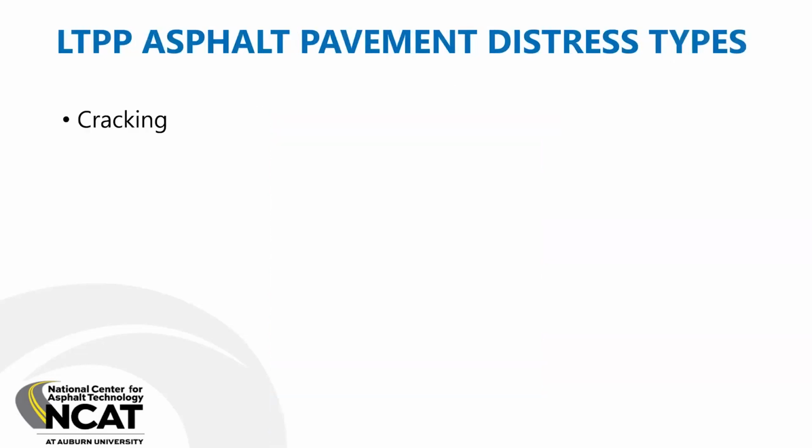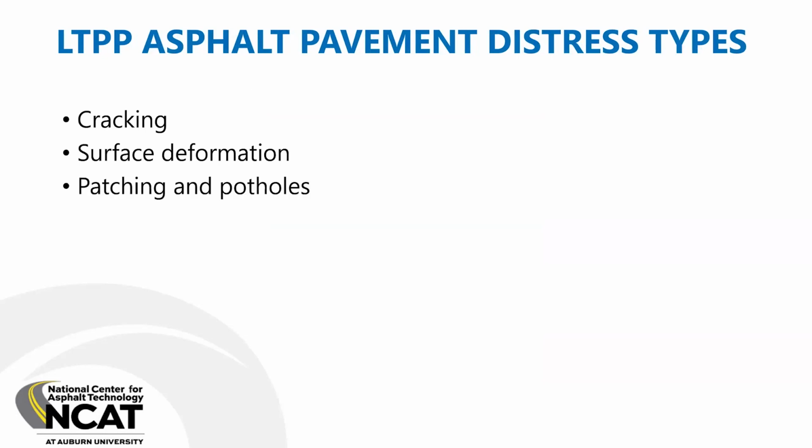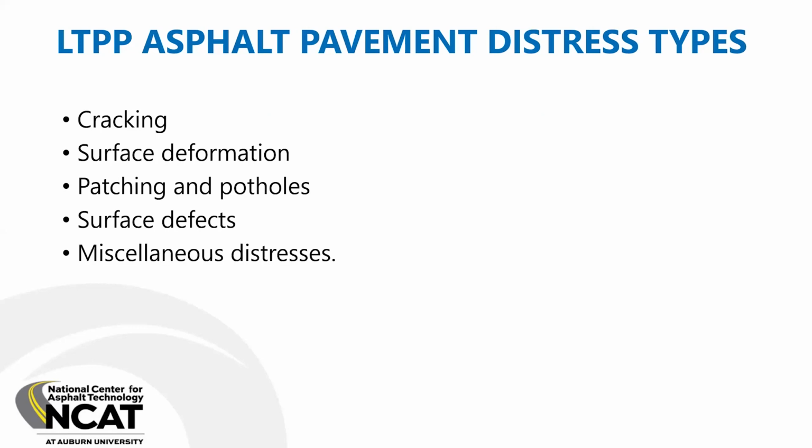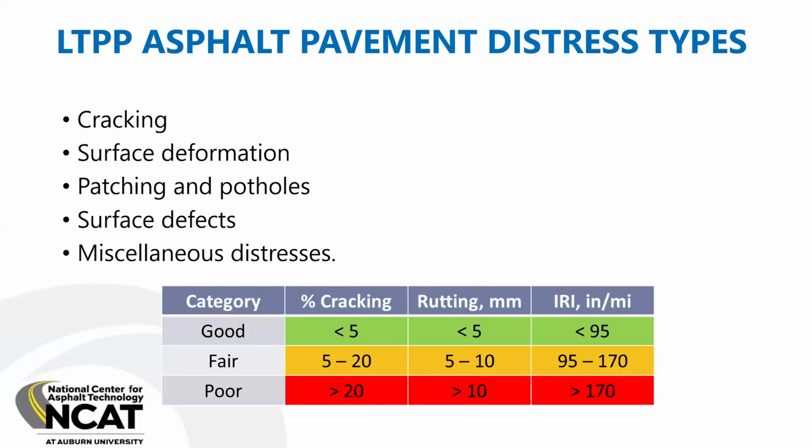If you look in that distress manual, it talks about: what is cracking? How do we define it? What is surface deformation? How do we characterize that? Then patching and potholes, surface defects, and miscellaneous distresses. So it groups the asphalt part of the LTPP manual into these 5 different categories. That manual, by the way, includes both asphalt pavement and concrete pavement. And of course, we're the National Center for Asphalt Technology, so the content of the webinar today is limited to what you see in asphalt pavements.